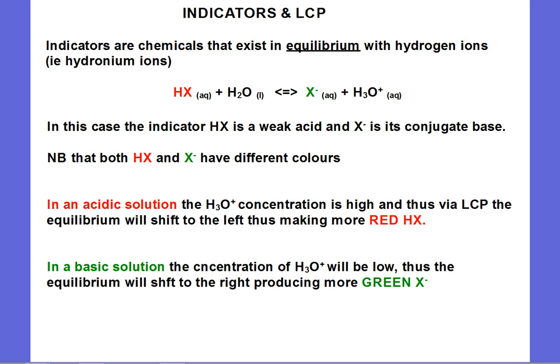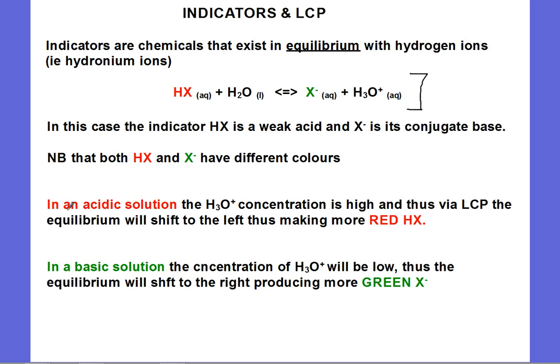Indicators and Le Chatelier's principle. Now, indicators are chemicals that exist in equilibrium with hydrogen ions, i.e. hydronium ions. There's an example indicator equilibrium there. And in this case, HX, the indicator, is a weak acid, and X- is its conjugate base, so it links into Brønsted-Lowry theory as well. This is a good example of the interconnectedness of ideas in chemistry. Just like buffers, indicators require understanding of equilibrium, Le Chatelier's principle, and Brønsted-Lowry theory. But the thing about indicators is the acid and its conjugate base have different colours in solution, and that's why they can be used as indicators.